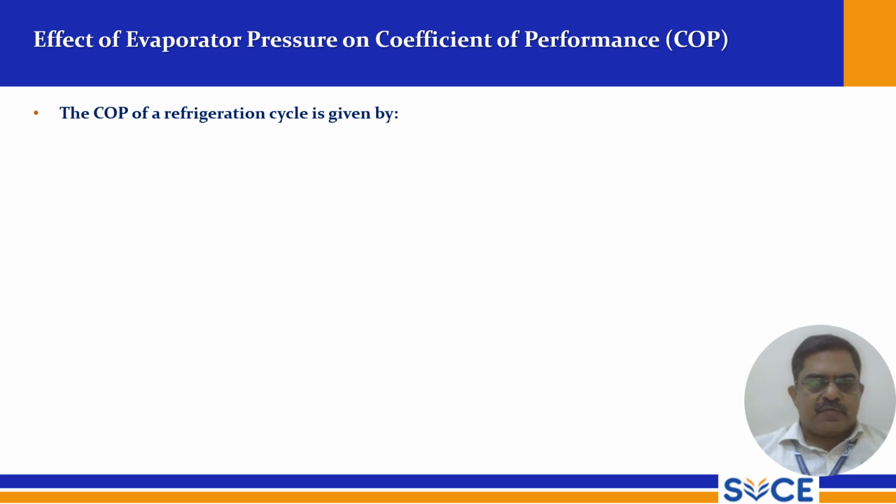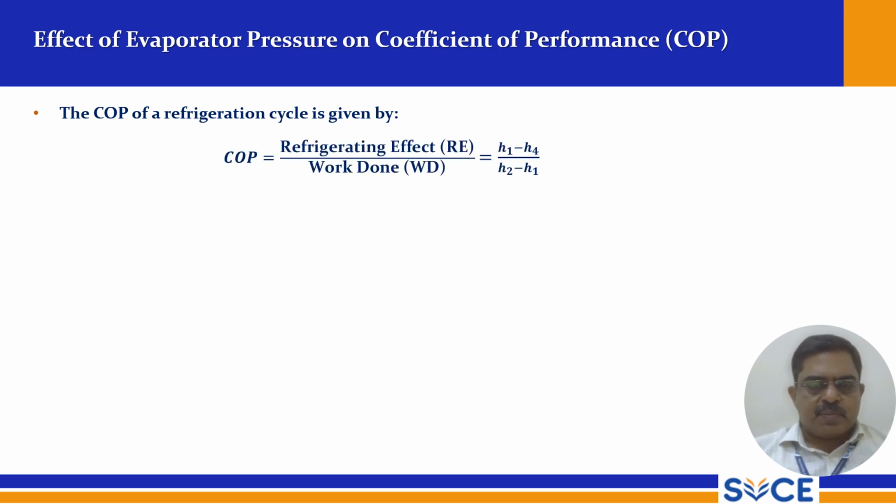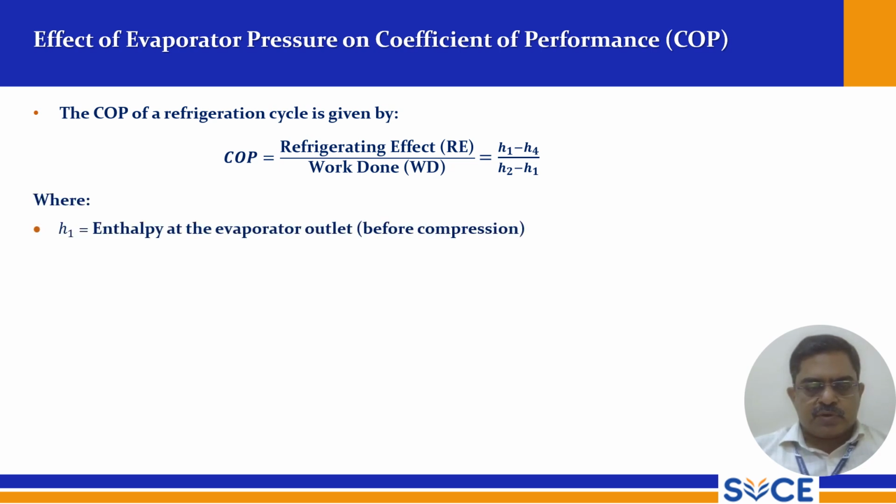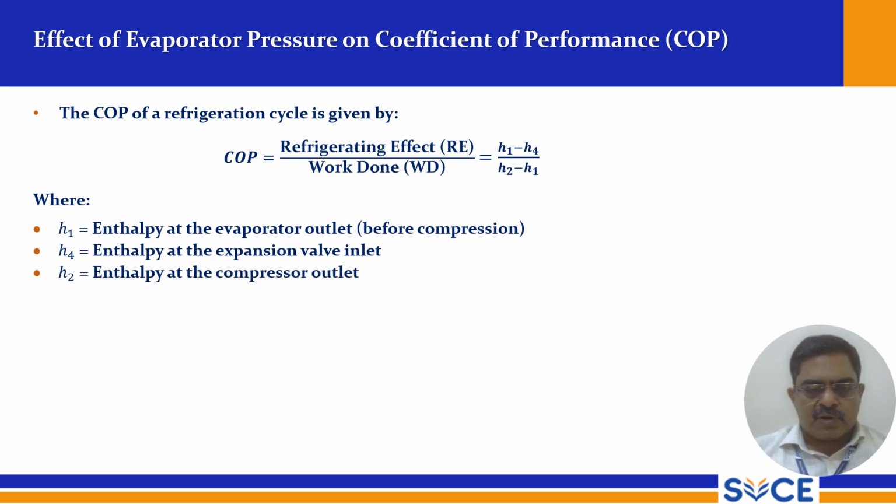The COP of the refrigeration cycle is given by, we know this, refrigeration effect RE divided by work done. H2 minus H1 is the work done, and H1 minus H4 is the refrigerating effect. H1 is the enthalpy at evaporator outlet before compression, H4 is the enthalpy at expansion valve inlet, and the enthalpy at compressor outlet is H2.